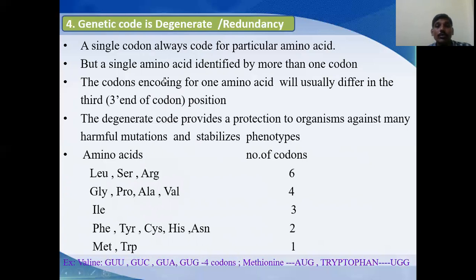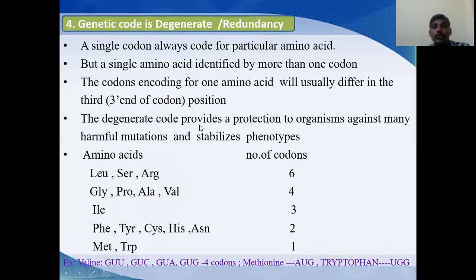The codons encoding one amino acid will usually differ in the third position. Just now I said a single amino acid is identified by more than one codon. For example, leucine, serine, and arginine. These three amino acids are identified by six codons. Among the six, four codons differ only in the third position of the base, which is always assigned at the third end of the codon.